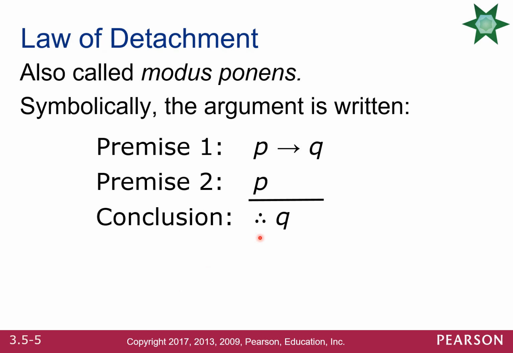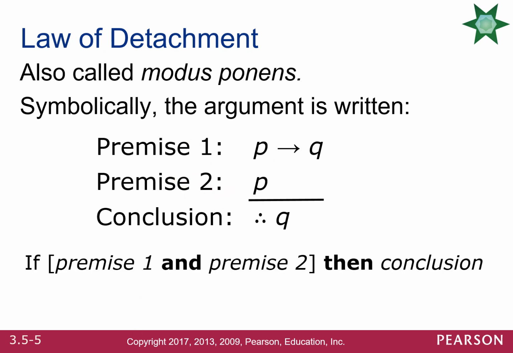The therefore symbol represents the conclusion, which is Q. Now, the law of detachment says if premise 1 and premise 2, then it is Q. That's how we put it in words. So let's pull up the detachment law here. If premise 1 and premise 2, then the conclusion.